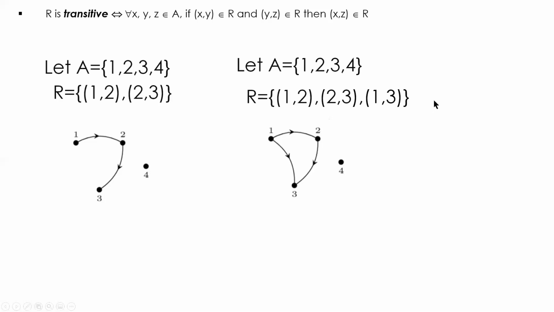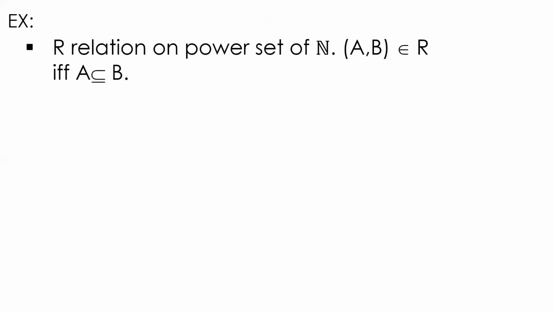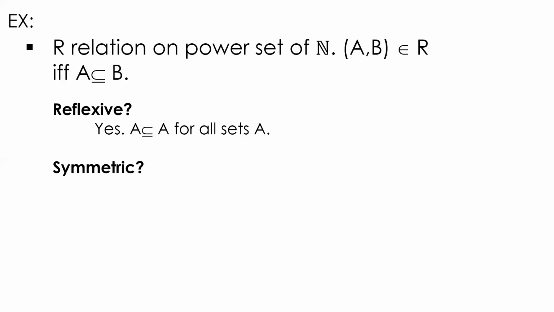So let's look at some examples and see which ones have what properties. The first relation I'm going to look at is on the power set of the natural numbers. We're going to say that A is related to B if A is a subset of B. Is this reflexive? Yes, because every set is a subset of itself. Is it symmetric? No, because just because A is a subset of B does not imply B is a subset of A. That's only going to be true if the two sets are equal. So this relation is not symmetric.